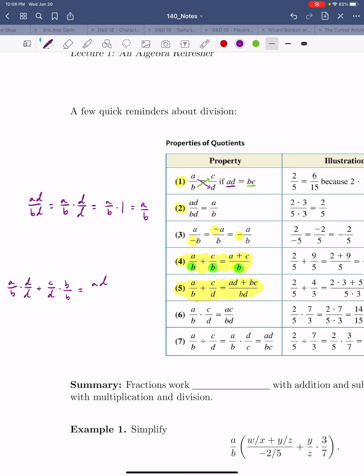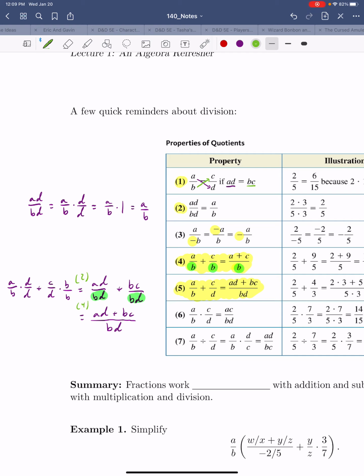This is going to give us AD over BD plus, I'm going to reverse the B and the C and the B and the D, BC over BD. But notice that our denominators are the same. So now we get to use property 4 and add them together: AD plus BC all over BD. So we used property 2 so that we could use property 4.